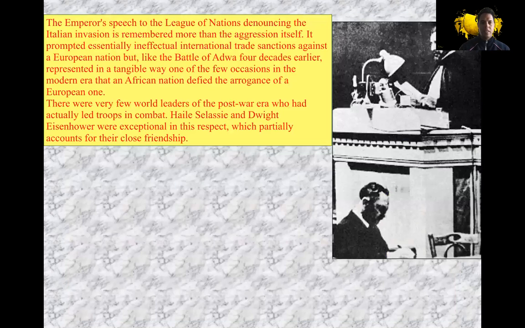Now, obviously, Emperor Haile Selassie would give a speech to the League of Nations denouncing the Italian invasion and basically saying that it was unprovoked aggression. It prompted essentially ineffectual international trade sanctions against the Italians, and eventually later on, people would see Haile Selassie as a major, very important figure on par with Dwight Eisenhower. And in fact, he would become the focal point of a religion by the name of Rastafarianism.